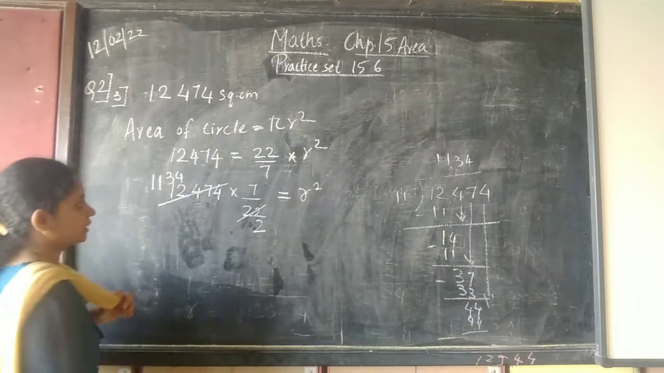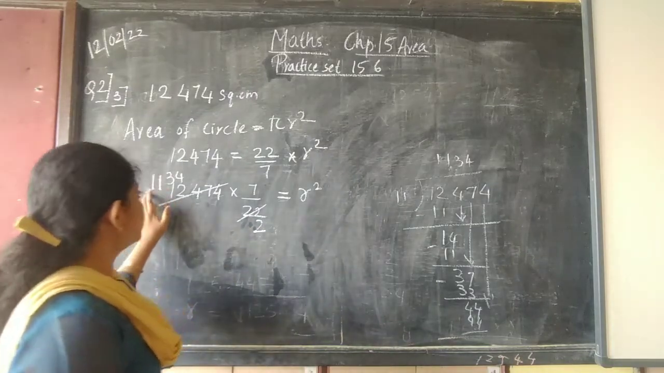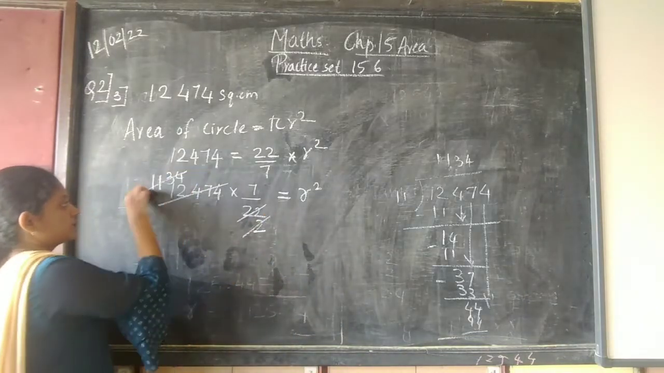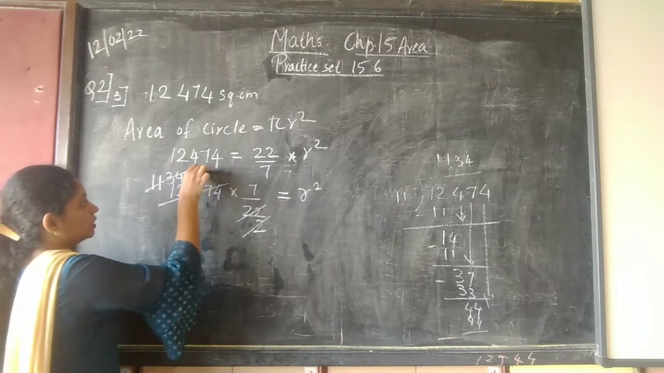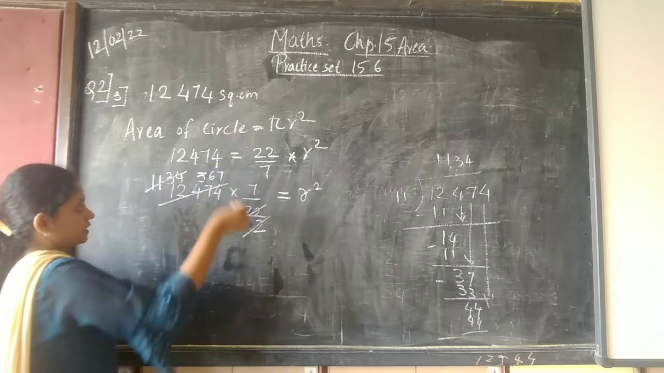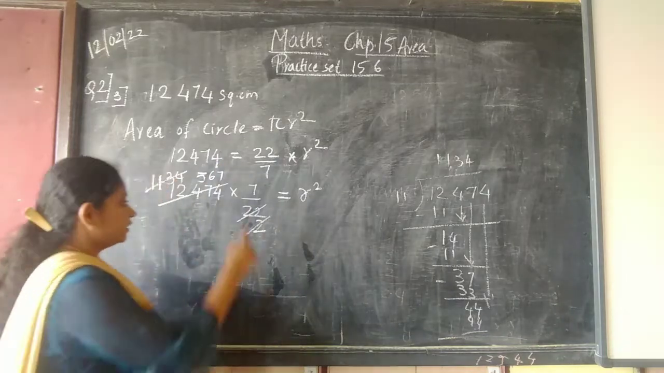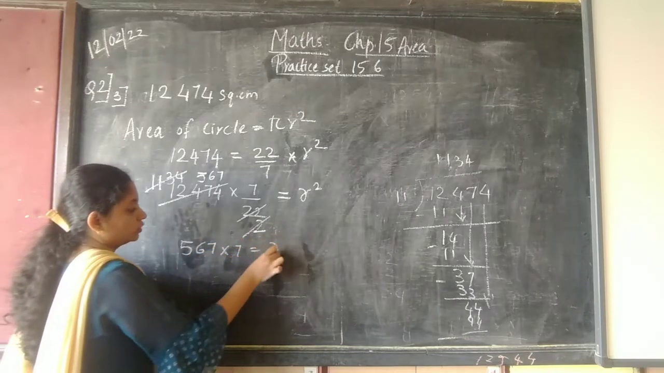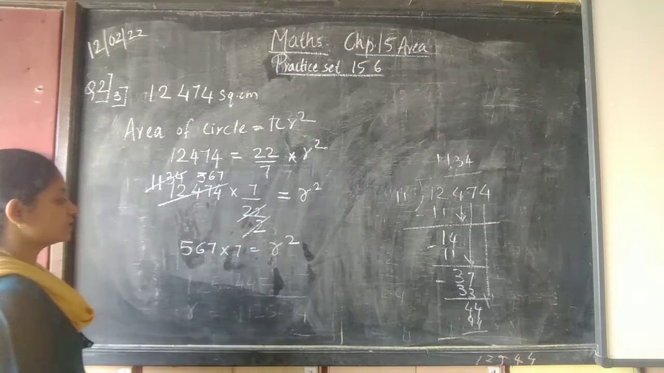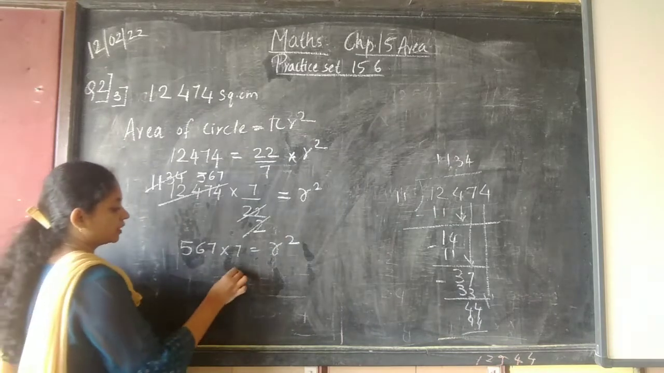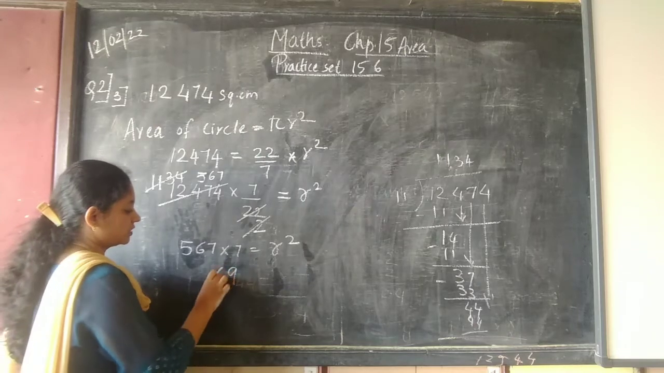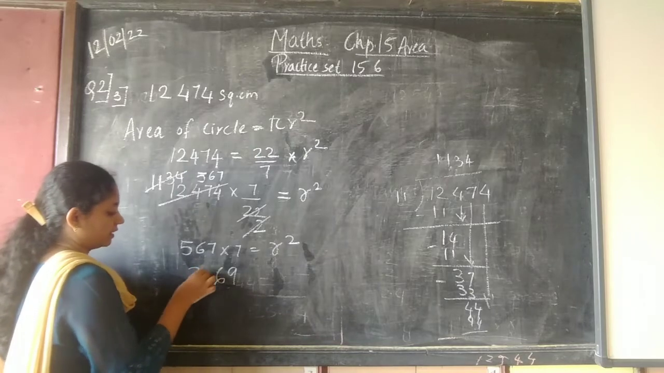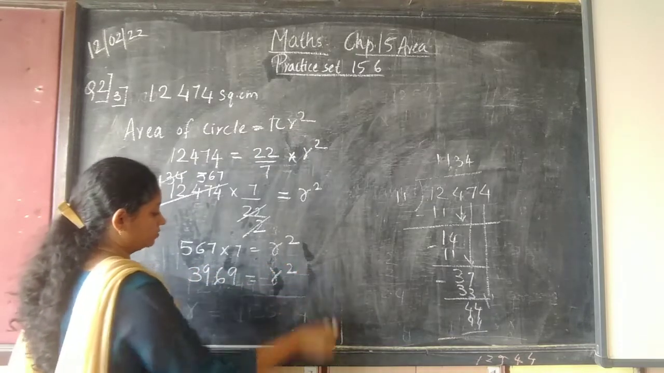11 twos are 22. Now you can see 1,134 is again divisible by 2, so we can cancel this denominator and we can cancel this also. So 2 times how much is 1,134? 2 5s are 10, 2 6s are 12, 2 7s are 14. 567 into 7. Whatever is remaining, write it in the next step, is equal to r square. Multiply 567 into 7. 7 7s are 49, 4, 7 6s are 42, 6, 1, 7 5s are 35, plus 4, 39. Is equal to r square.